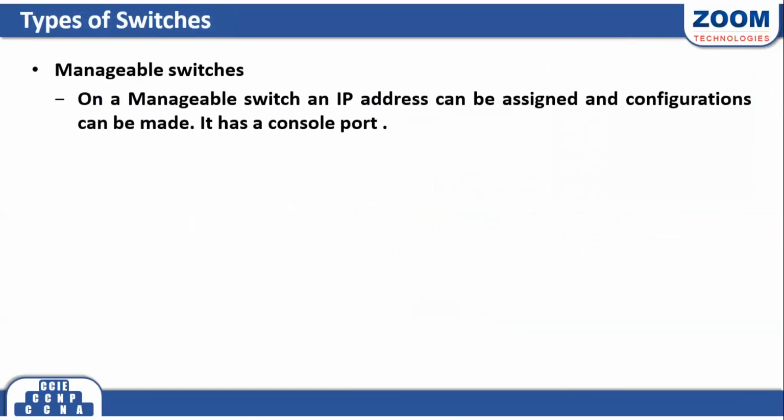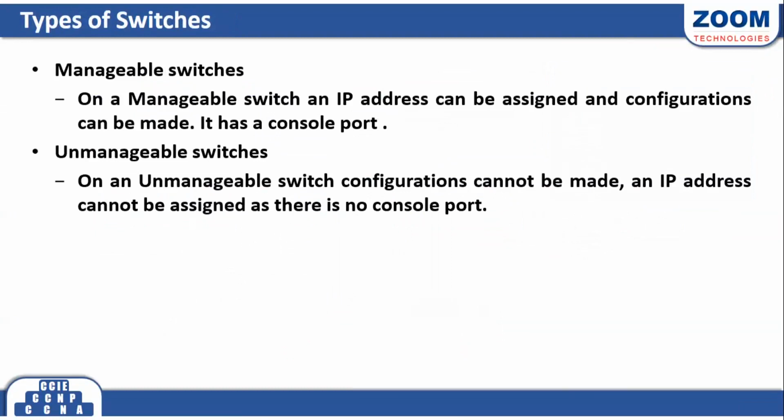On a manageable switch, an IP address can be assigned and configurations can be made. It has a console port. On an unmanageable switch, configurations cannot be made, an IP address cannot be assigned, and there is no console port. So by seeing the console port, we can identify whether it is manageable or unmanageable. Clear?